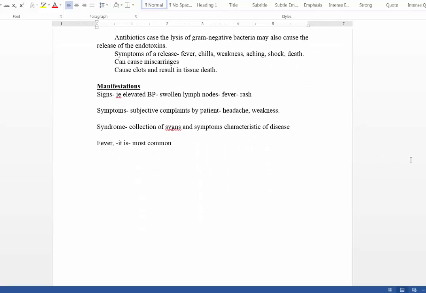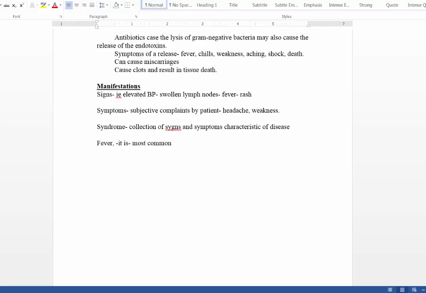And of course, it can manifest with different signs and symptoms. The signs are things that you can actually measure: your blood pressure, your temperature. Symptoms are what you take to the doctor. "Well, doc, I feel achy. I have a headache." Well, how do you put a number on a headache? So those are called symptoms. And when you put the signs and symptoms together, you have what's known as a syndrome.